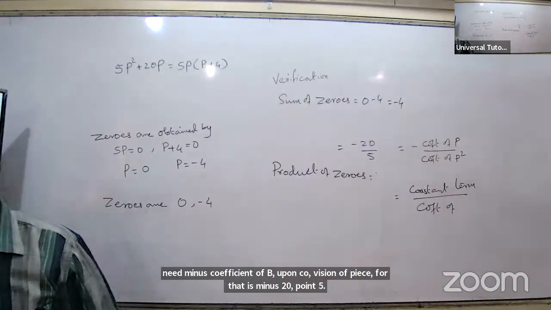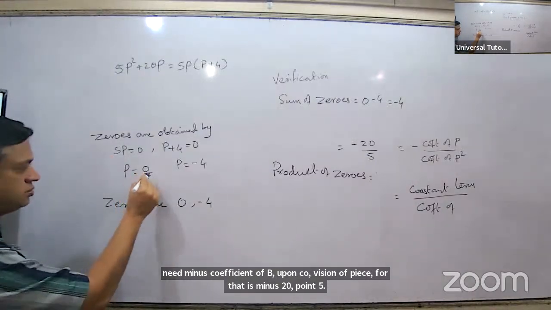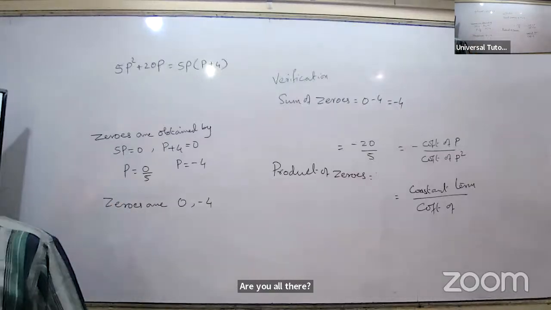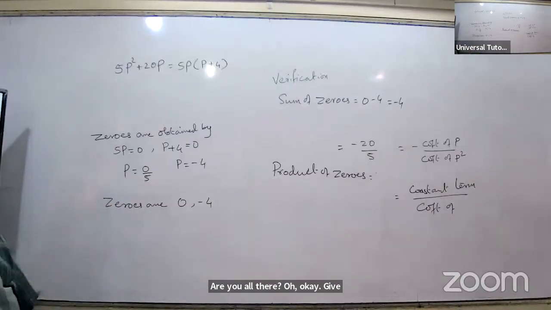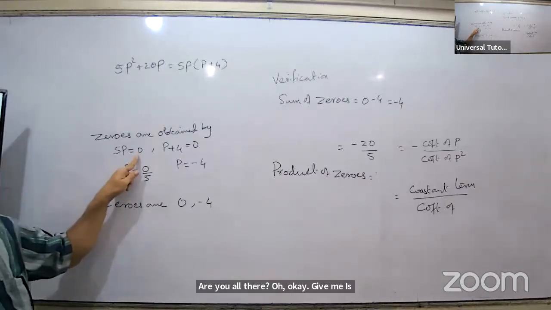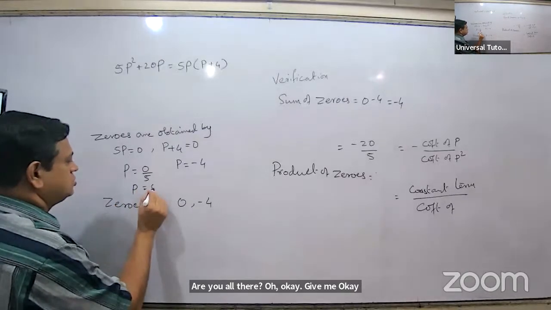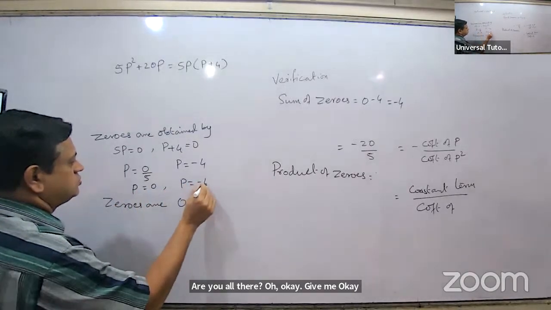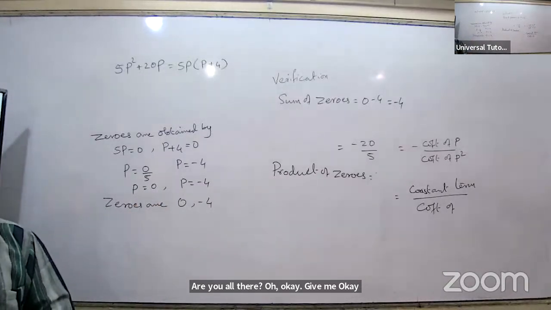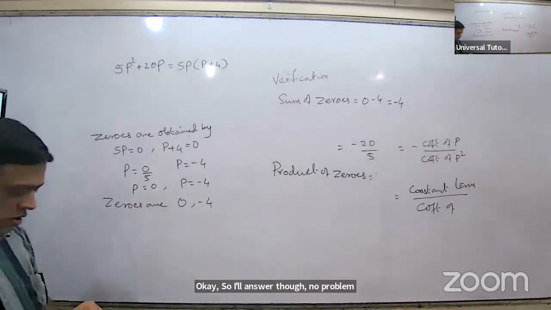You can take the 5 over there. 0 upon 5. Multiplication changes to division. This is 0 upon 5. Therefore, 5p is equal to 0. Okay? Done. Any doubt, no problem. If not followed, immediately ask. Okay? So, that is the condition.